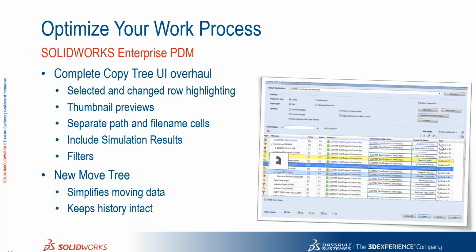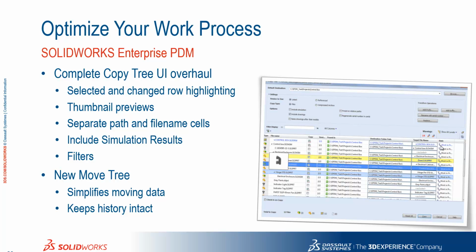We've also seen the copy tree user interface completely overhauled for this version. So the selected and changed rows will now highlight. We've also got a thumbnail preview system within there, and separate cells for path and file names. We can include simulation results when we do a copy tree, and there's also a filtering system so that you can ensure you get exactly what you want a little bit quicker.